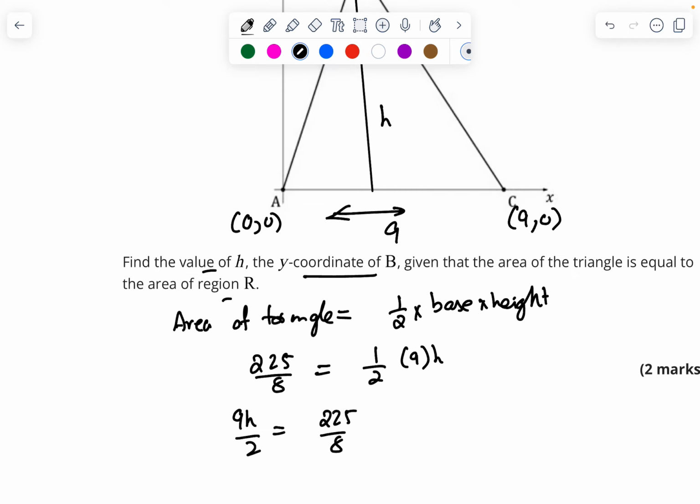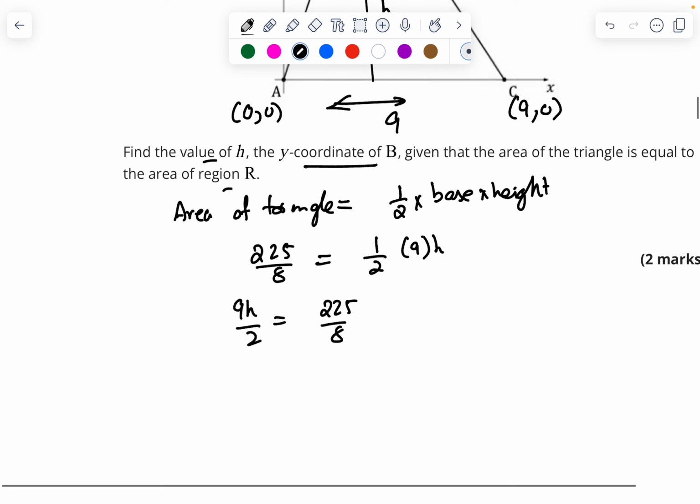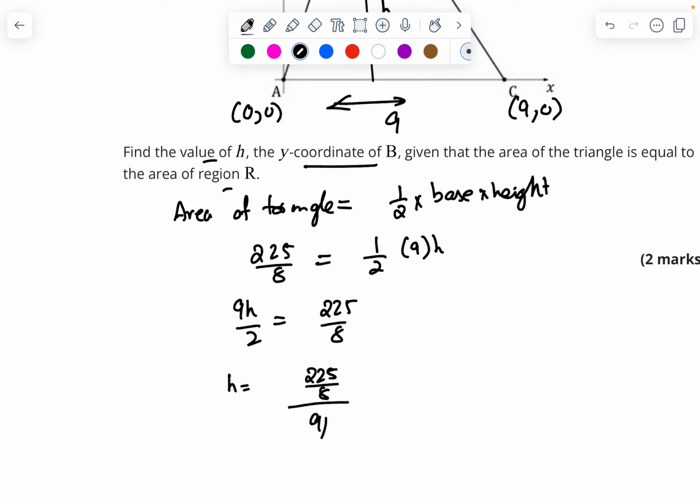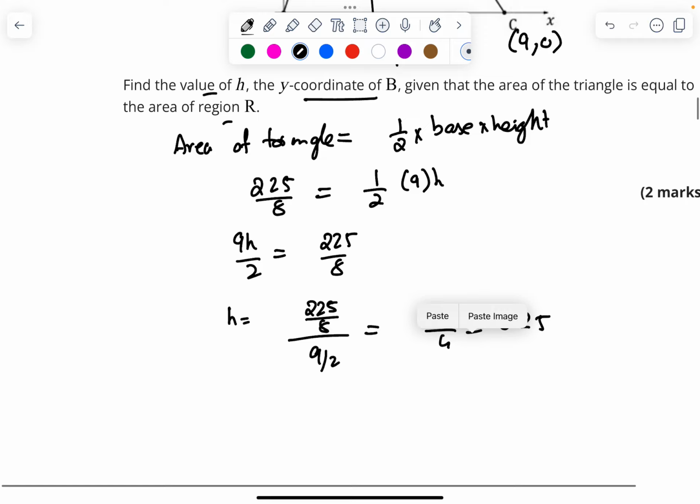From here, what am I going to get? I am going to get the value of h. h equals 225 by 8 divided by 9 by 2. Use the calculator. You should be able to get 25 upon 4, which is 6.25. That's going to be the height h.